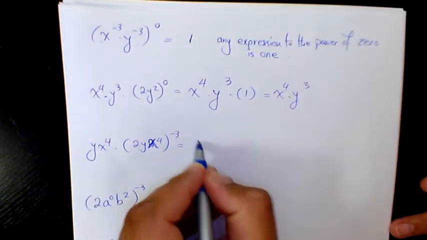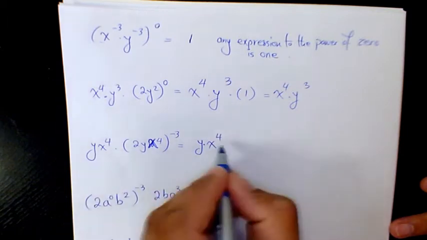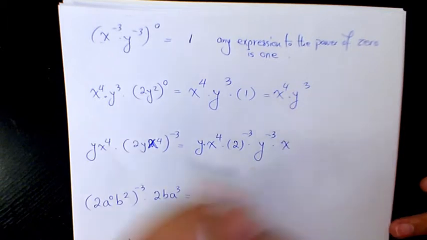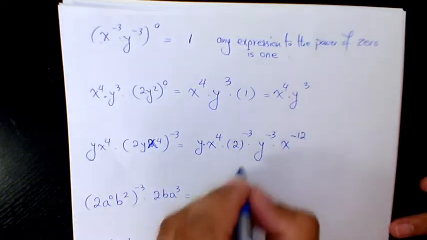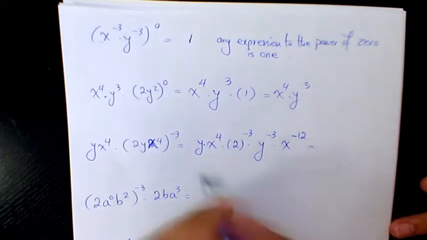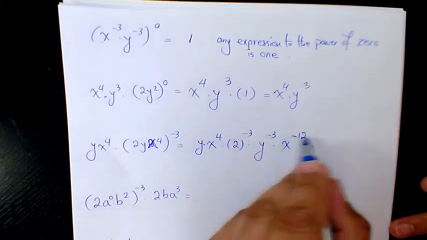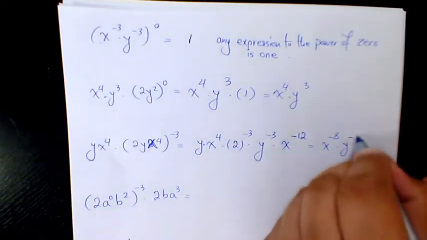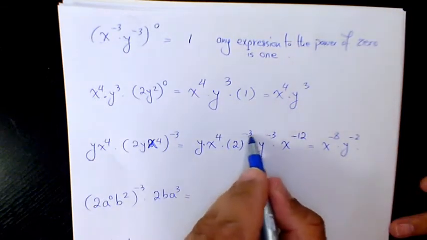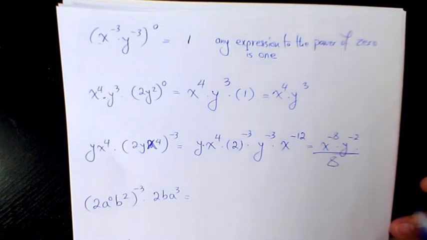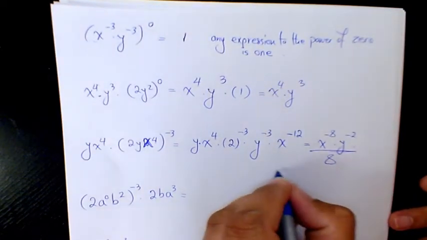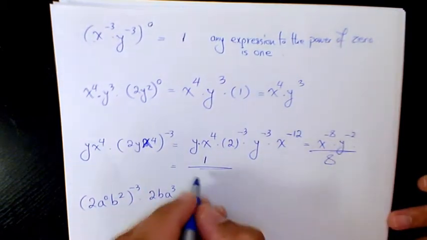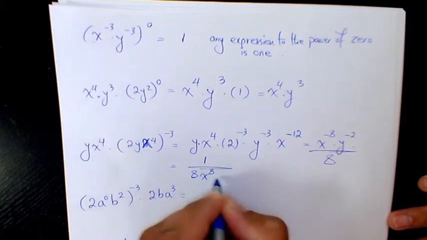Here you have y times x to the power of 4, 2 to the power of negative 3, y to the power of negative 3. x to the power of 4 times negative 3 is going to be negative 12. So what we can do, we can have 4 minus 12, 1 minus 3, and 2 to the power of negative 3 is going to be 1 over 8. Just write it as this one. Or I can also write it in terms of positive exponent. I bring these two in the denominator. So it's going to be 8x to the power of 8 times y to the power of 2.